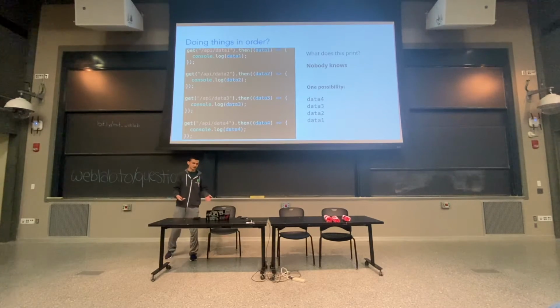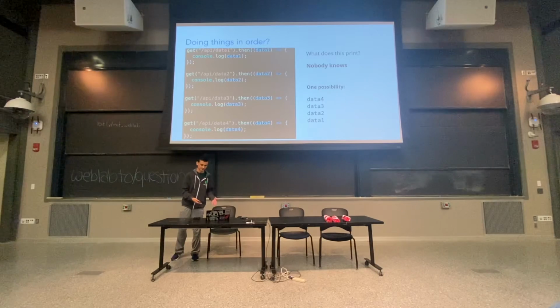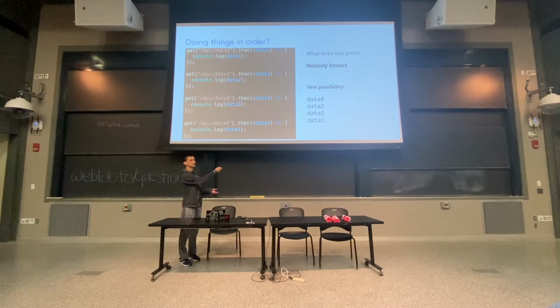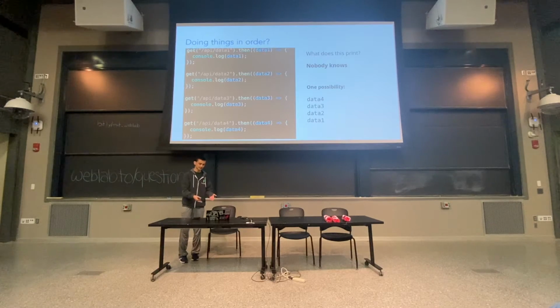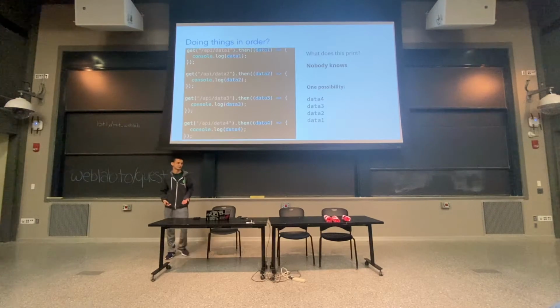For example, say the request for data 1 is really slow. Like it has to go through a bunch of database queries and stuff. So data 1 might actually come out last or something. Maybe data 4 comes in first. There's so many factors that could affect which one of these prints first. We can't predict it. We can't rely on this.